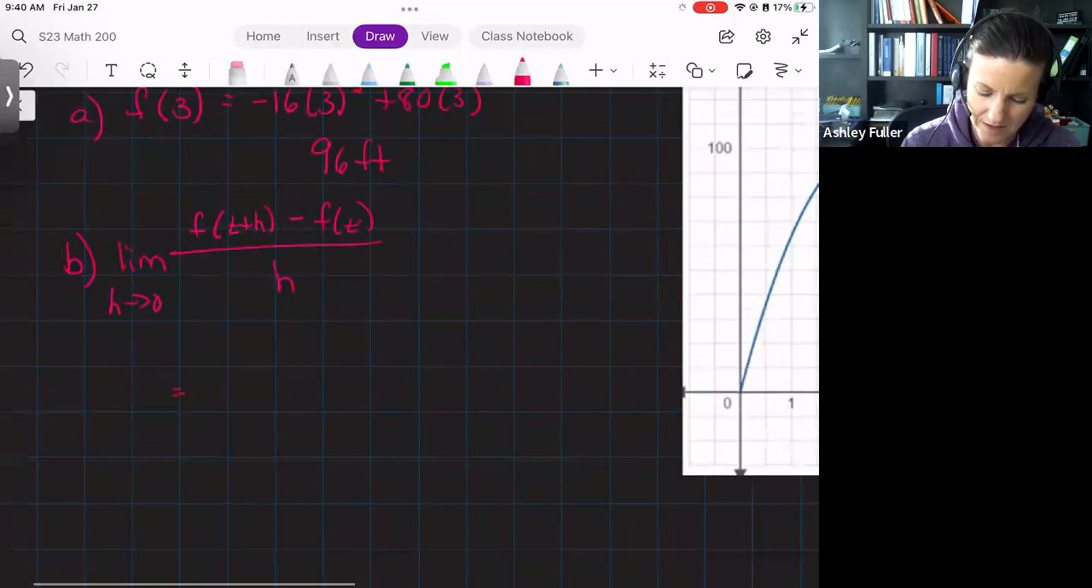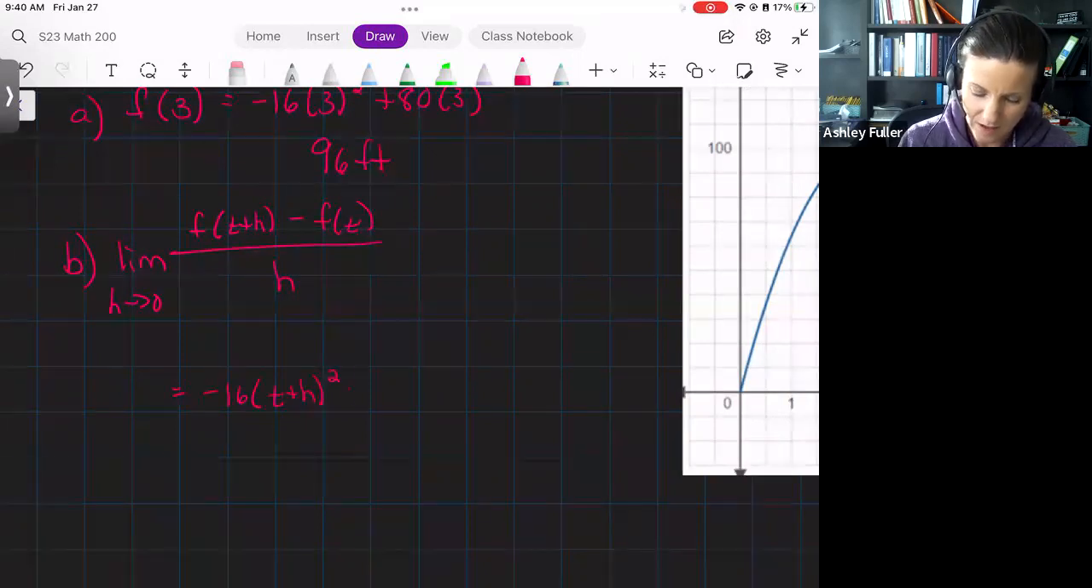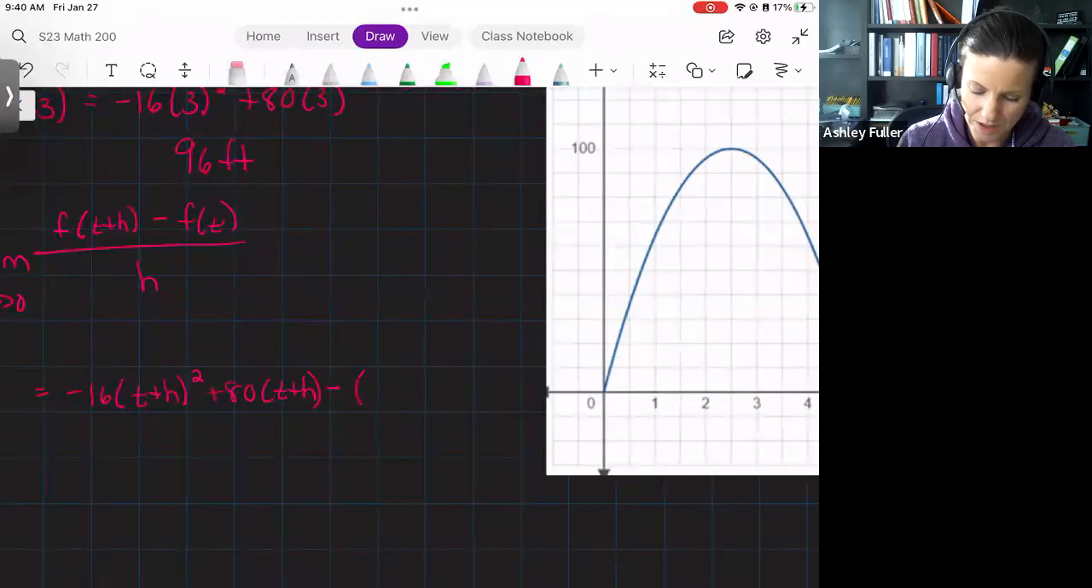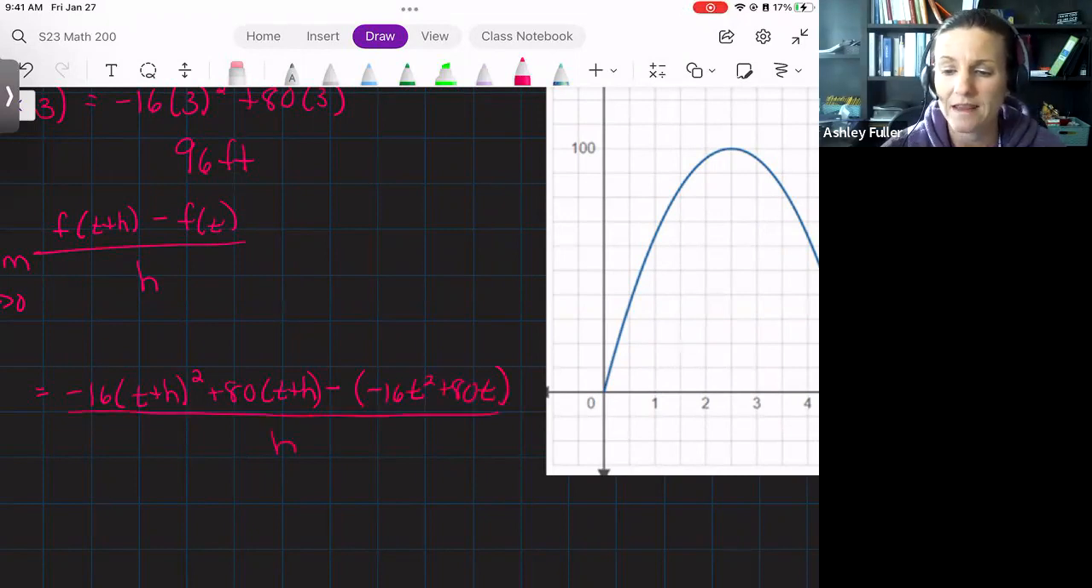So to simplify this, we have to find f of t plus h, which is going to be negative 16 times t plus h squared plus 80 times t plus h, minus f of t, which is simply, in this case, negative 16t squared plus 80t. And this is all over h. And then at the end, we'll take the limit. We'll bring that limit piece back in.